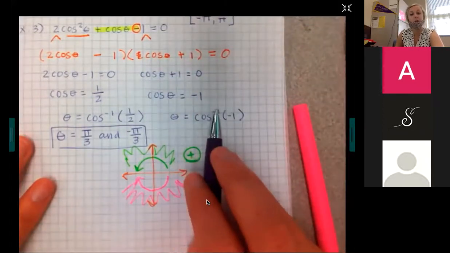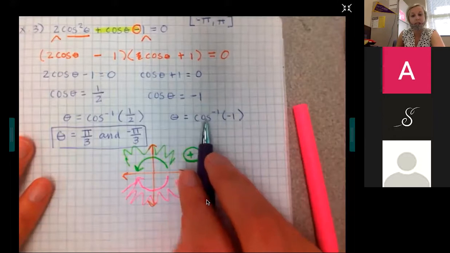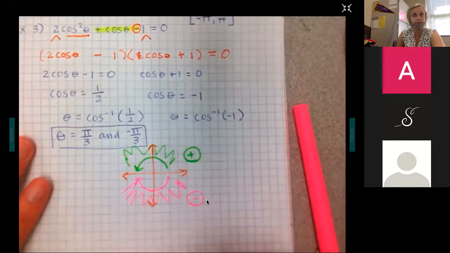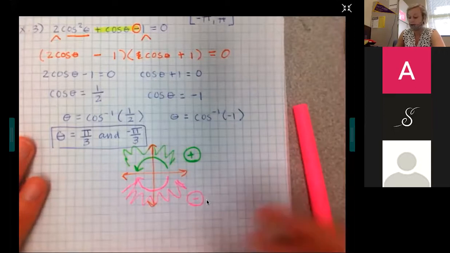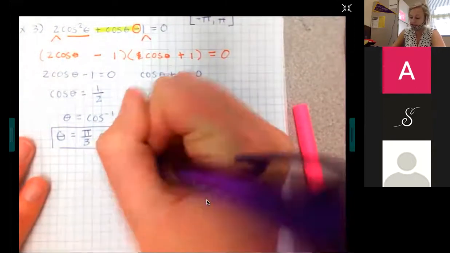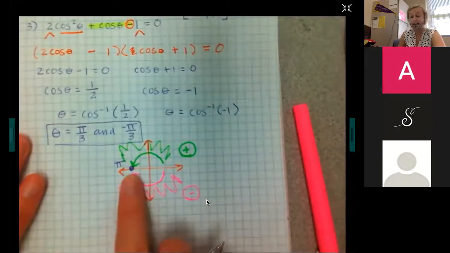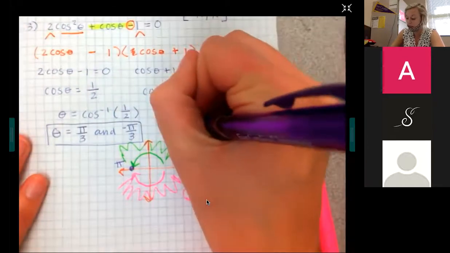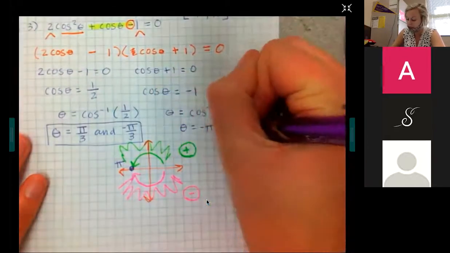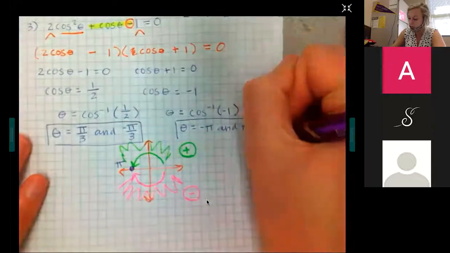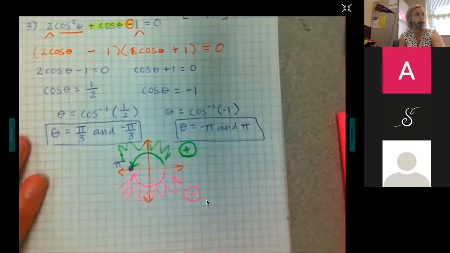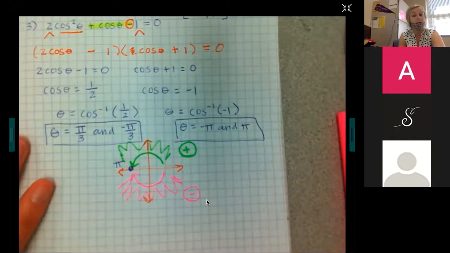All right, where on the unit circle is the cosine -1? Where is the x value -1? Right here at pi, and also at -pi. Good. So for this one, we're going to get -pi and pi. So these are your 4 answers. Yes, you need all 4 of them. That also means you have to write 4.